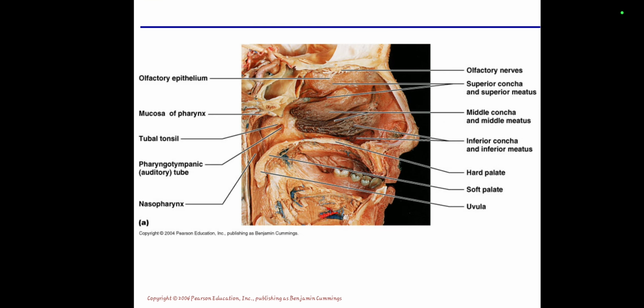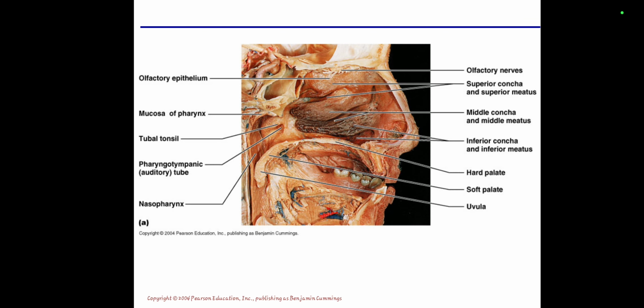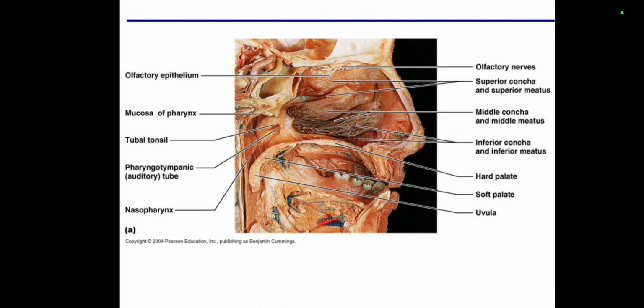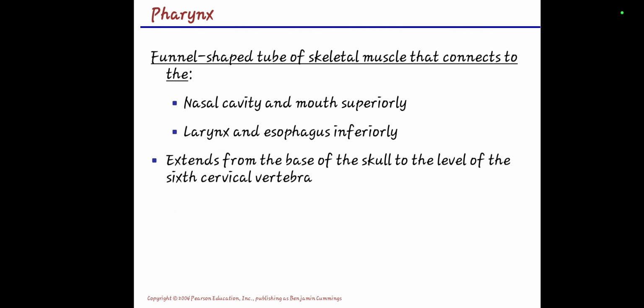That's it. So now let's move to another illustration with different parts of the nasal cavity. Okay. So now let's move forward to the pharynx.